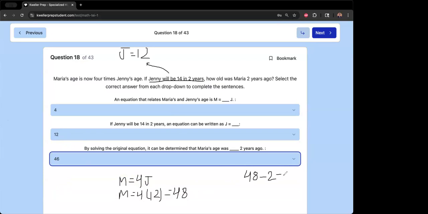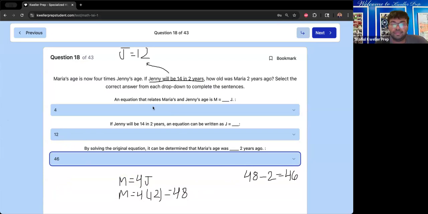How did you get 46? So basically, Maria is 48 right now, so her age 2 years ago would be whatever she is right now minus 2. We solved that Maria is 48 right now, we subtract 2 and we get 46. Does that make sense? Yeah. Sorry about that, guys. It should be 46.